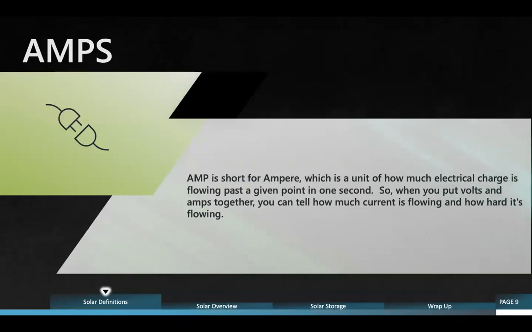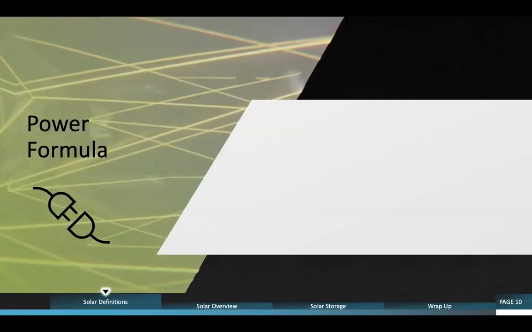Laying the groundwork. So what are amps? Amp is short for ampere. It's a unit of how much electrical charge is flowing past a given point in 1 second. If you put volts and amps together, you can tell how much current is flowing and how hard it's flowing. Why is that important? Because we need to figure out what the wattage is.